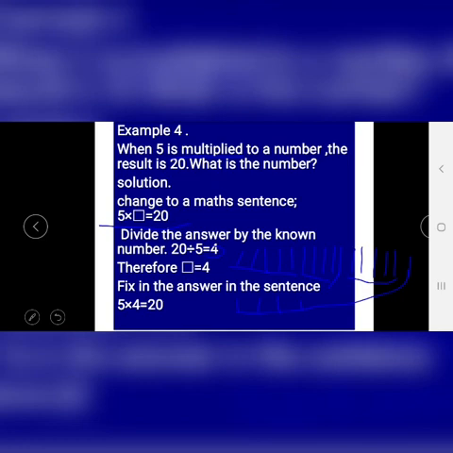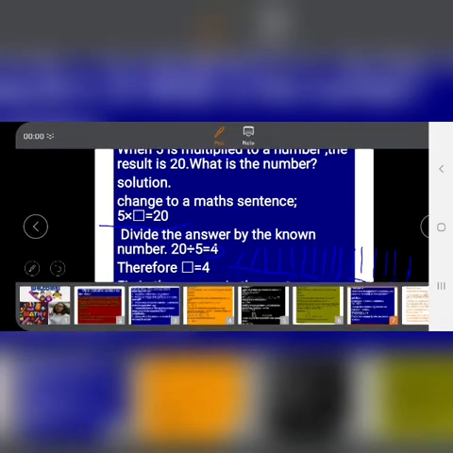Therefore, my box is what? Is 4. So if you fix in the answer in the sentence, 5 times box, your box is now what? Is now 4. 5 times 4 equals 20. And that shows your sentence is also correct.